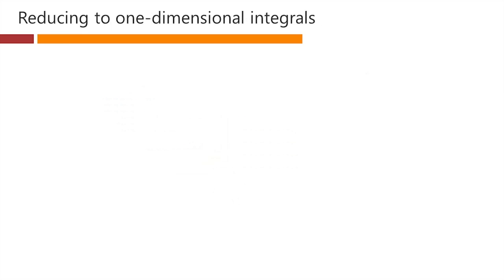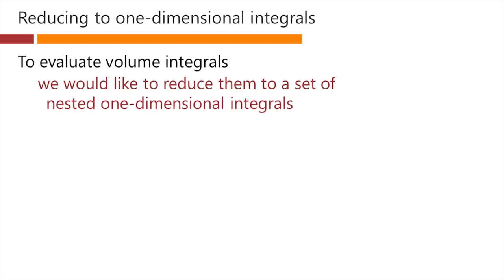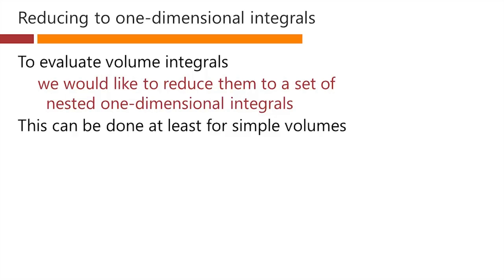Now, ideally, when we're doing volume integrals, we would like to reduce them somehow to the one-dimensional integrals that we tend to know how to perform. And this is sometimes possible. So, as I said, to evaluate these volume integrals, we would like to reduce them to a set of one-dimensional integrals, possibly nested, so we can do one after the other. And this can be done, at least for simple volumes, although in general it's not necessarily easy to do this.